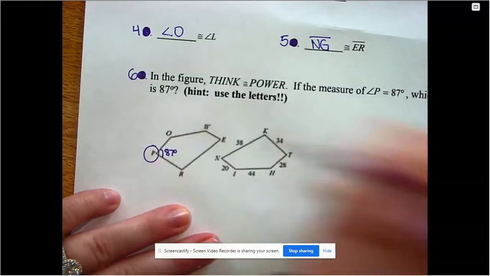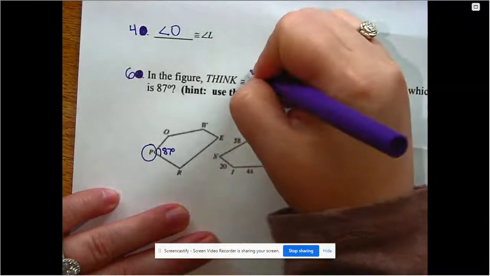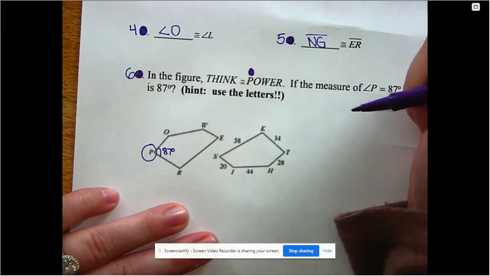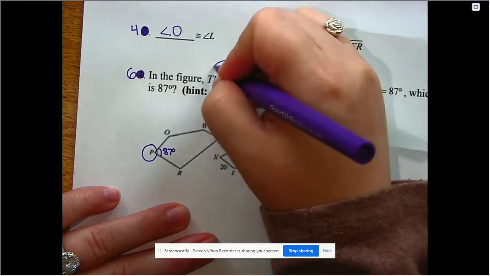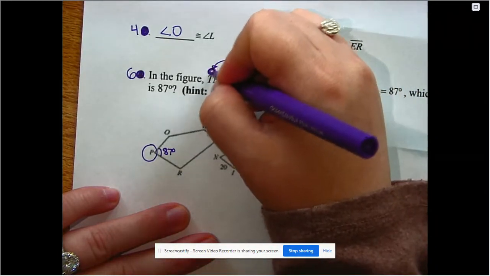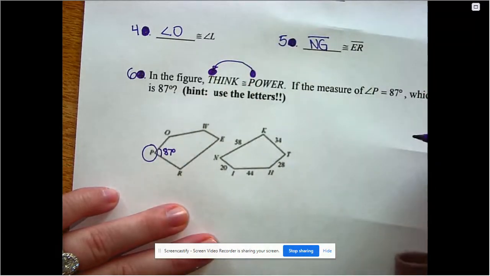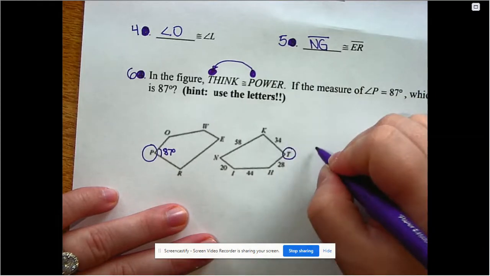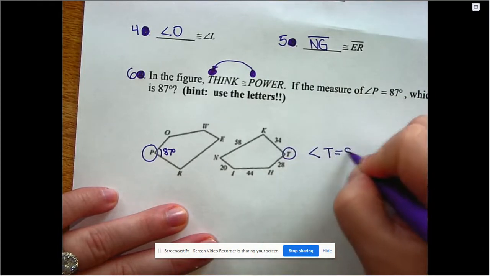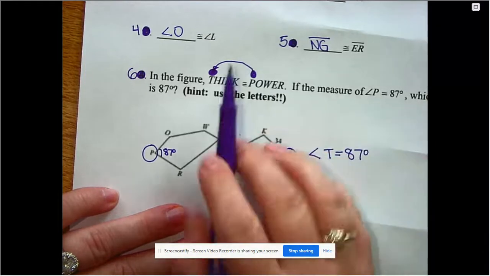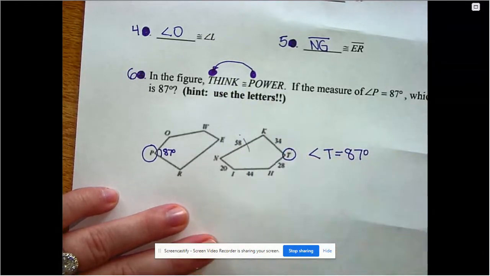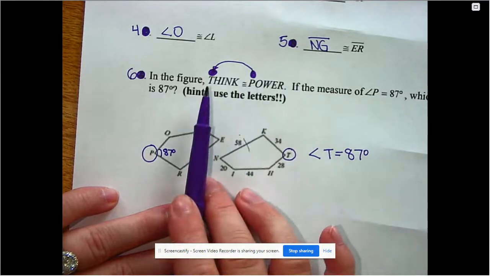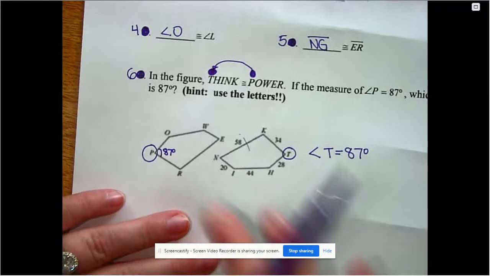Well, P is the first letter. P es el primero letra. So, who is the first letter on the other side? Entonces, ¿quién está la primera letra en la otra imagen? La T. So, that means that angle T is also 87 degrees because they are both the first letter. Ángulo T es igual a 87 grados porque P y T son la primera letra en ambos imágenes.